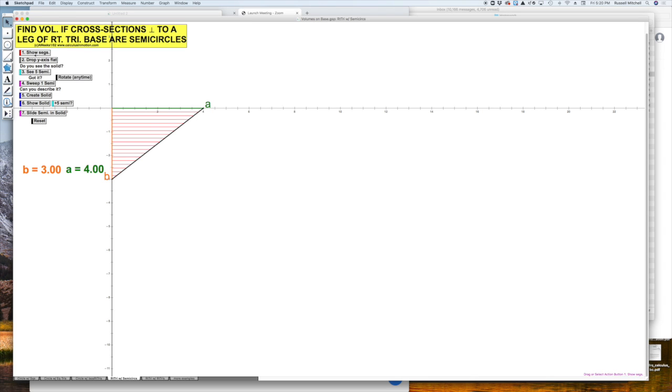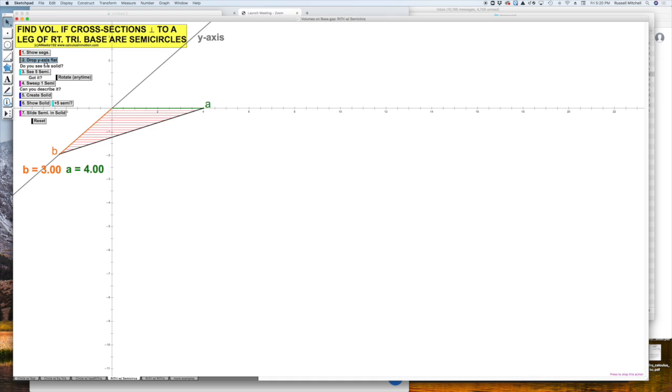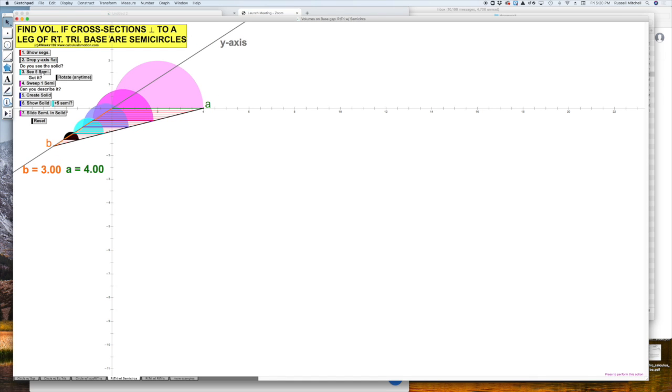Okay, so this is going to be perpendicular to the y-axis. Okay, we're going to drop it flat. And we're creating semicircles, so half circles. Okay, and so there's our semicircles. Okay, the biggest semicircle is going to be back here at the back, and the smallest one, right here, they become a point.